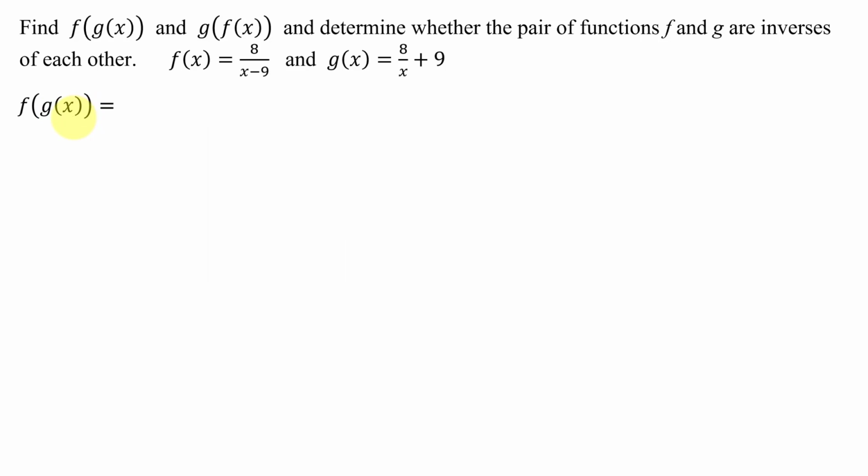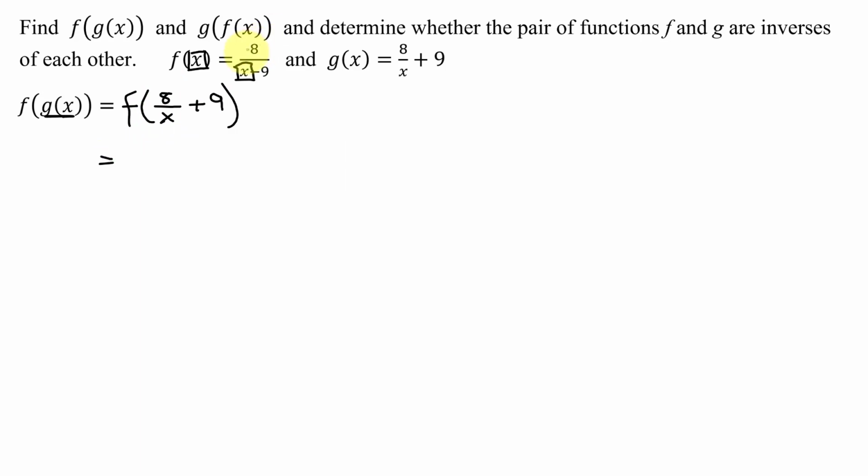Well, we always work from the inside out, so the first thing I have to do is replace g of x with its definition. So I'm going to get f at, instead of g of x, I'm going to write its definition of 8 divided by x plus 9. So now, to find f of 8 divided by x plus 9, I go to the definition of f of x, and wherever you see an x, you're going to replace it with 8 divided by x plus 9.